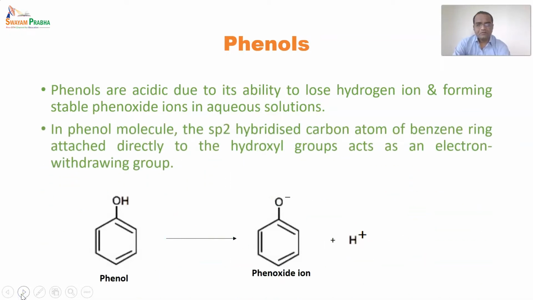And in the phenol molecule, the sp2 hybridized carbon atom of the benzene ring attached directly to a hydroxyl group acts as an electron withdrawing group. Earlier we have seen, in Huckel's rule, that all the carbons of a benzene ring are sp2 hybridized, and the hydroxyl group which is attached to it directly acts as an electron withdrawing substituent for this ring. So it withdraws an electron from the ring and forms a negative charge on oxygen.